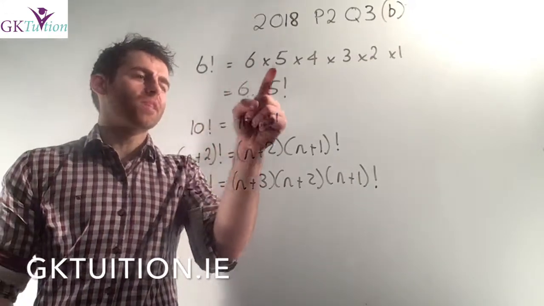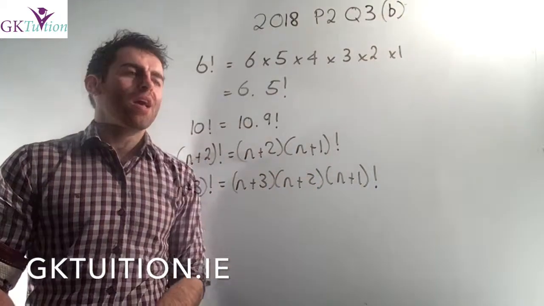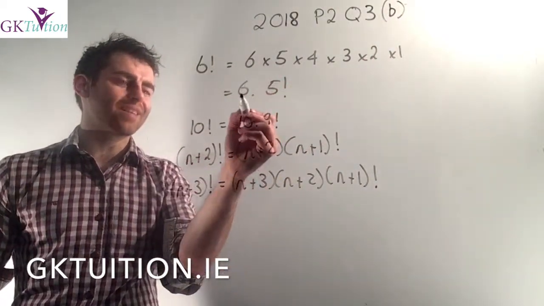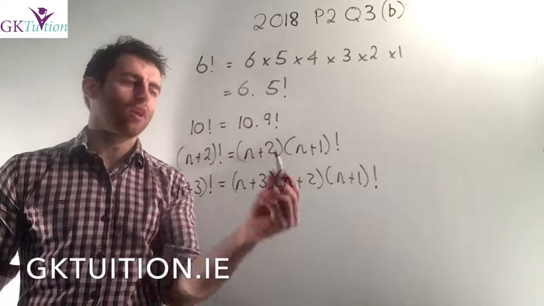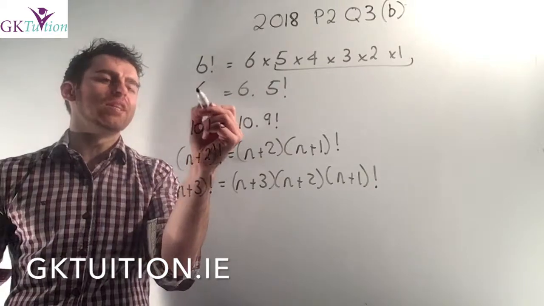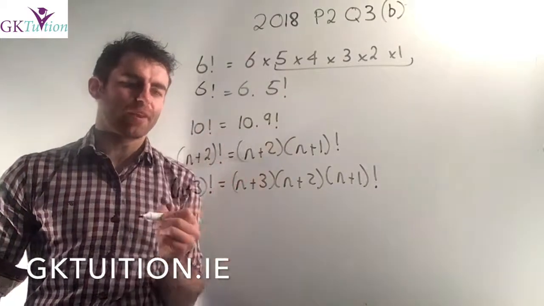So you should realize that 6 factorial is the same as 6 multiplied by 5 multiplied by 4 multiplied by 3 by 2 by 1. Another way of writing 6 by 5 by 4 by 3 by 2 by 1 is 6 multiplied by 5 factorial, because 5 factorial is just that bit. So really the rule we're using is that 6 factorial can be broken down to 6 by 5 factorial.